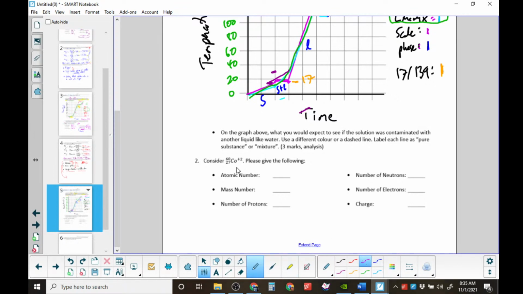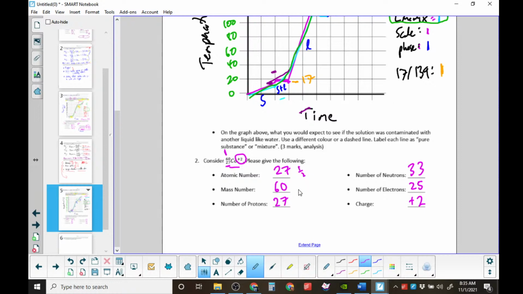Next one, atomic number of cobalt. Atomic number of cobalt is given right here, 27. And given on the top is the mass number. So the number of protons is the same as the atomic number. Number of neutrons is those two minus each other. This should be 33. And it was a +2 ion. So the number of electrons should be 2 less, at 25.